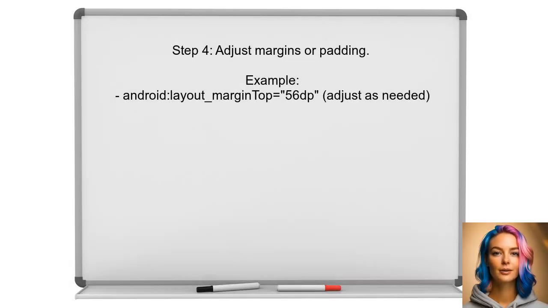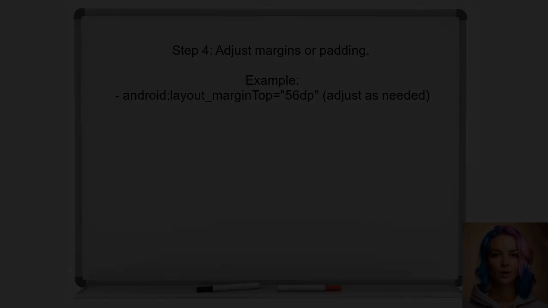Finally, the user can adjust the margins or padding of the constraint layout to create space between the app bar layout and the content below it. This will help prevent any overlap.